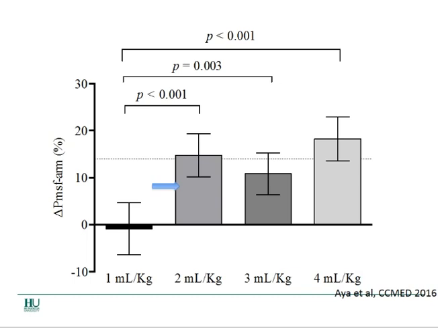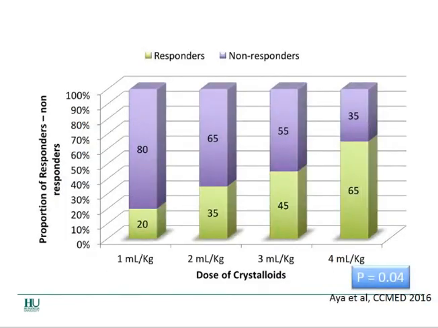Why is this important? Because when we looked at the percentage of responders, we found a very linear relationship between the dose and the percentage of responders in these patients. We were actually a bit surprised to see the difference in magnitude between the 4 milliliters per kilogram and the 1 milliliter per kilogram, because we have no reason to think that the baseline characteristics of these patients were different, and therefore the percentage of responders and non-responders would have been different.